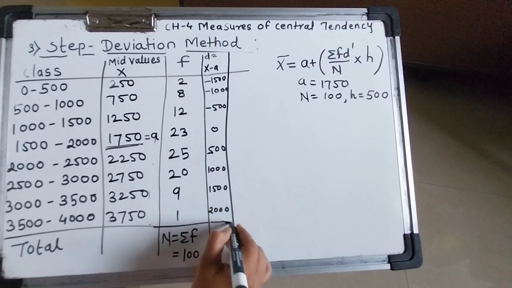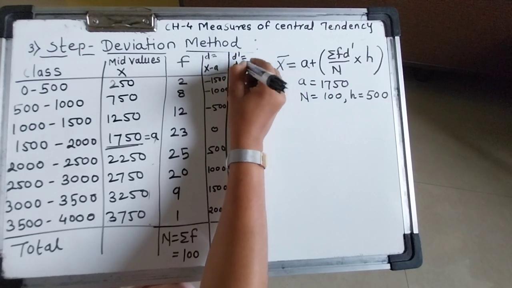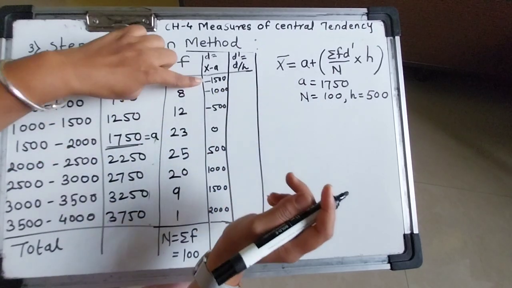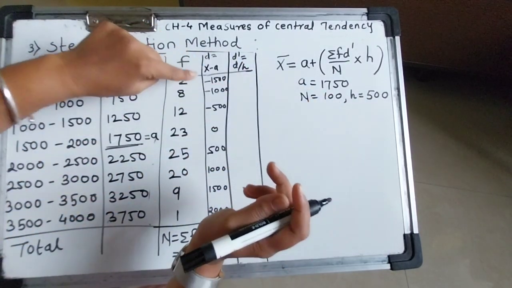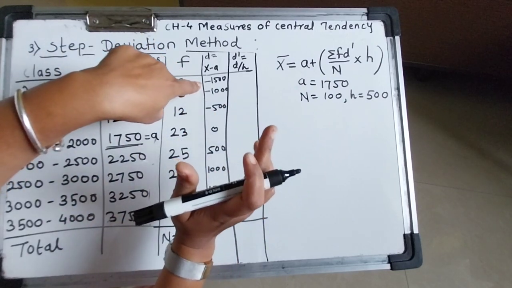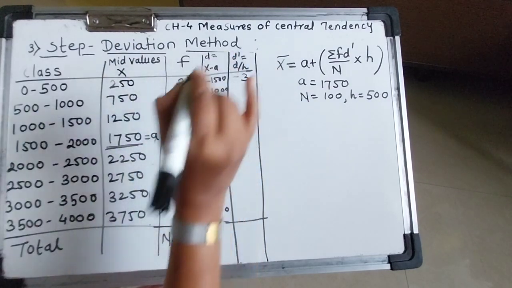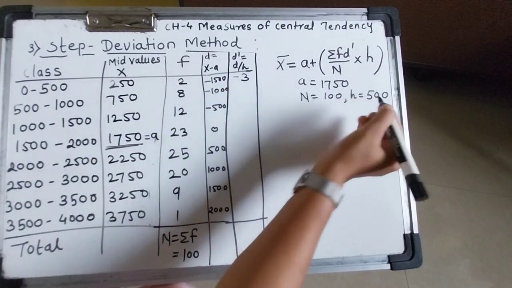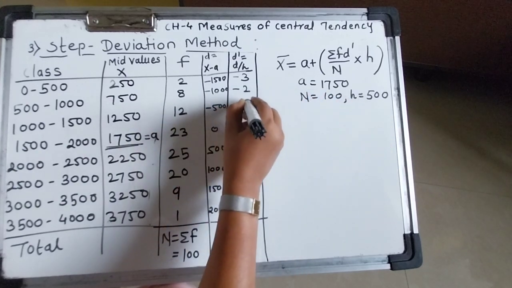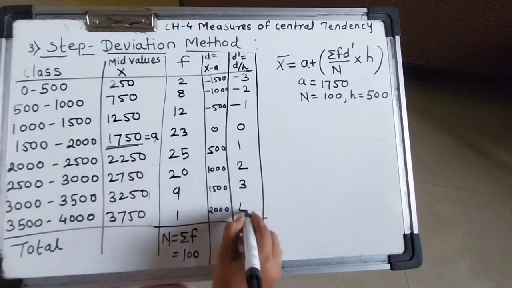Now what do we have to find here? D dash. How to find D dash? D dash equals D upon H. H is 500. So minus 1500 divided by 500 is minus 3. Next, minus 1000 divided by 500 is minus 2. Minus 500 divided by 500 is minus 1. Then 0, 1, 2, 3 and 4.